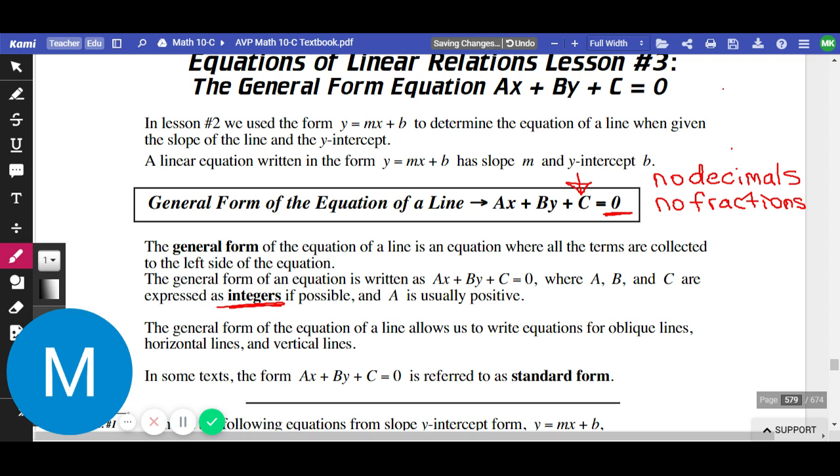get into general. The second rule, after you've made sure that there's no fractions, no decimals, is that the a value, the number in front of the x, it has to be positive. The other ones can be negative, and that's fine. But a has to be positive. That's the other rule.